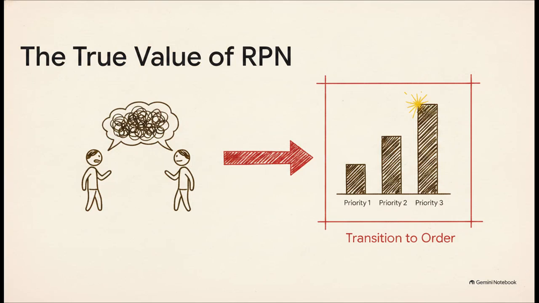Really, the numbers are just human judgment calls written down. The true value isn't precision at all. It's that they force a team's subjective disagreements right out into the open. By codifying these judgments into severity, occurrence, and detection, it makes those disagreements explicit, arguable, and rankable. It stops a team from just arguing in circles and forces everyone to debate the specific mechanisms.